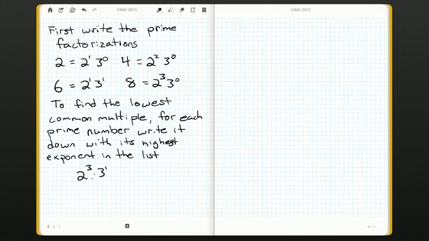And this works with any set of numbers. For prime factorizations, you can have more primes; you don't just need the 2. I'm writing each one of these down with the highest exponent that is presented in the list. You multiply those together, and this gives the prime factorization of the lowest common multiple. So 2 to the 3, that's 8, times 3 to the 1, is 24.